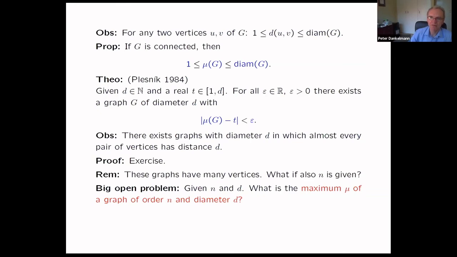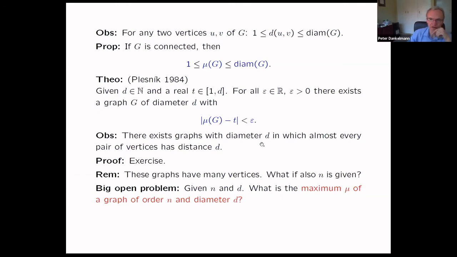So for example, you want a graph with diameter 10 and average distance really close to square root of 2. Plesnik says that can be done. Maybe not equal to square root of 2, but as close to square root of 2 as you like. And it's good fun to try to prove that.